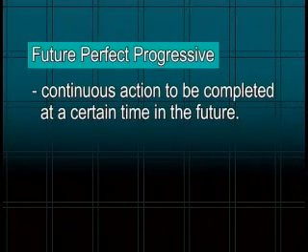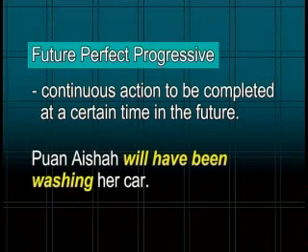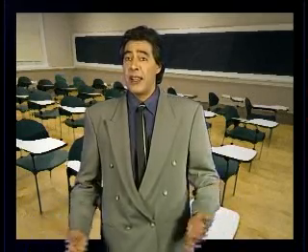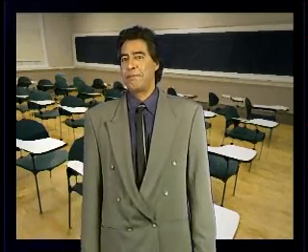And the final form is the future perfect progressive. As you can guess, it describes a continuous action that will be completed at a certain point in the future. For example, Puan Aisha will have been washing her car. Once again, this is a slightly more unusual form. We have finished looking at the active verb forms in English. Did you count them? There are 12 altogether.